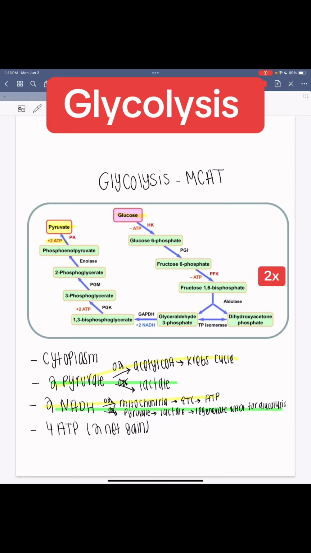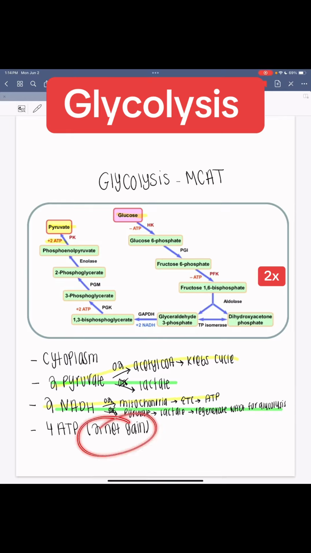And I want you to know that lactate is still giving you energy, but definitely not as much as when you have oxygen. So lactate, in return, regenerates NAD plus. I wrote it somewhere right there. So it regenerates NAD plus, so we can do this glycolysis over and over and over again. So we're still making energy, right?